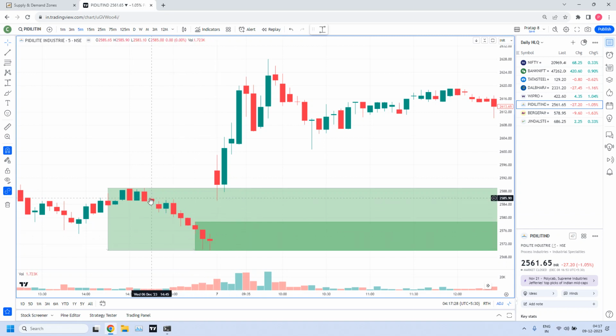So when you have these many candles, generally how should these candles move? Within a narrow range. But are they moving in a narrow range?